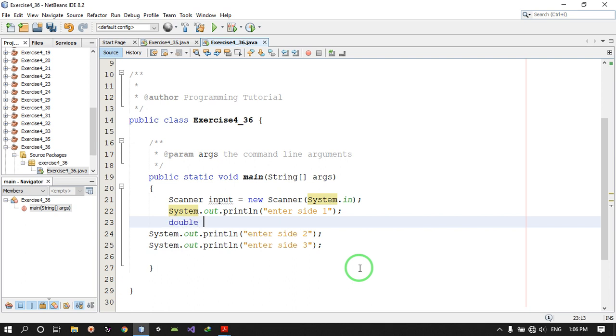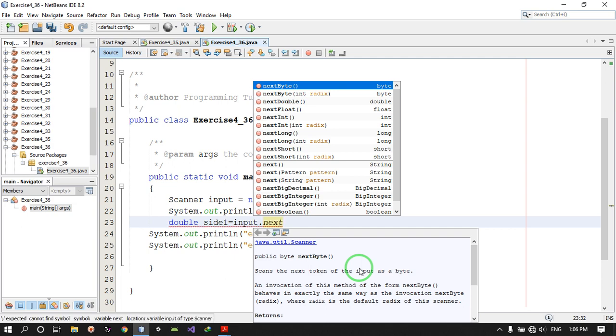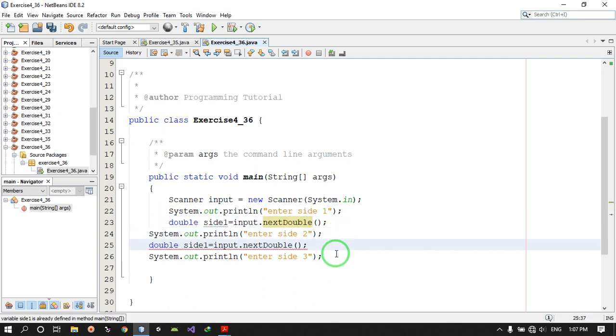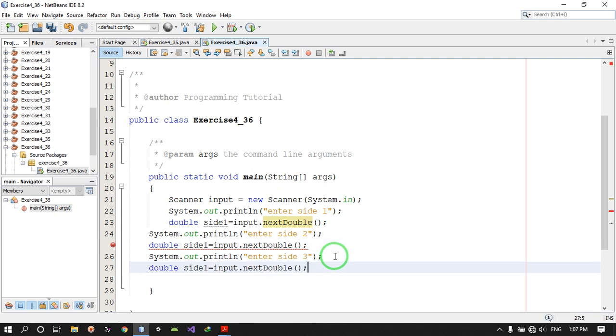Double side1 equals input.nextDouble(). Now copy it, paste it twice, and change to side 2 and side 3.